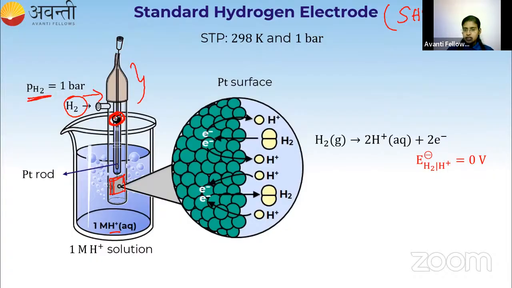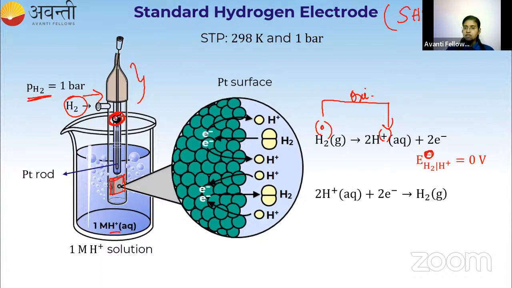Here the oxidation state of hydrogen is 0 and here it is +1, meaning 0 to +1, so oxidation. The standard oxidation potential is 0. If I put a naught over here, it denotes the standard value. Got it? Now next what happens? The 2H plus, which came out by losing electrons, will again take those 2 electrons and be converted to hydrogen again.